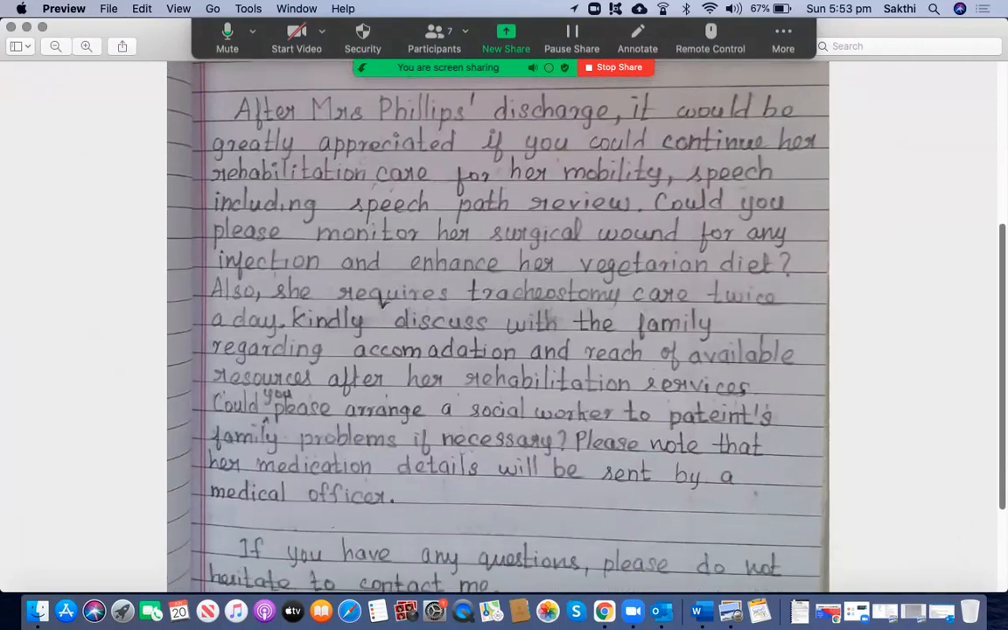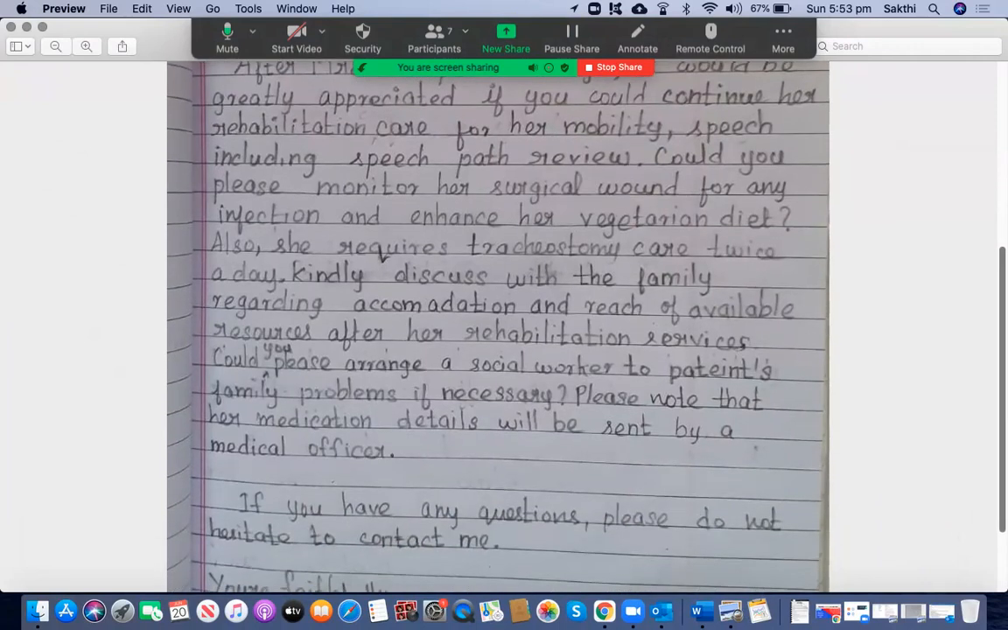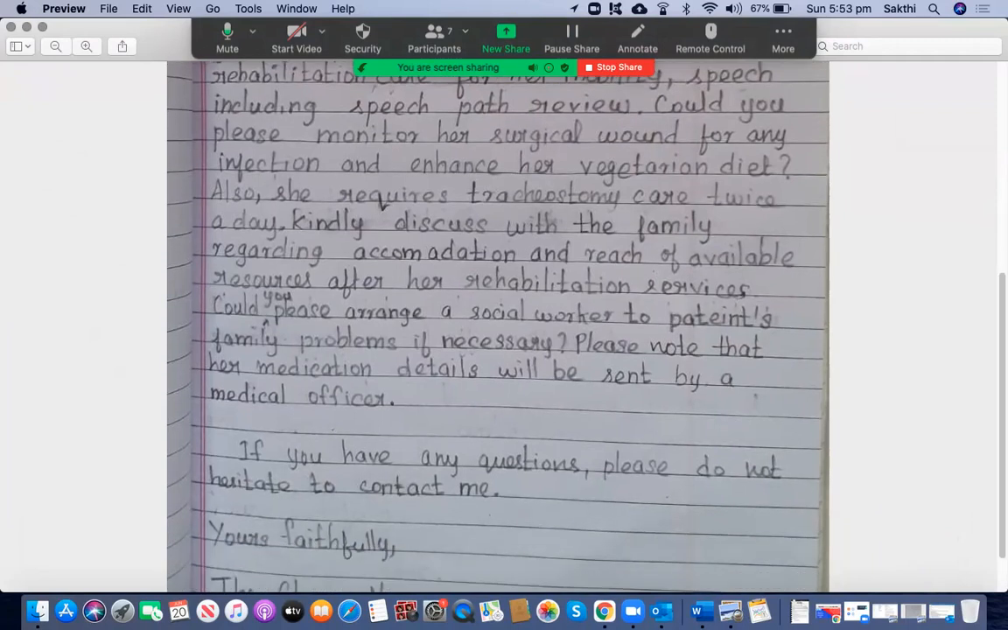That's all right. Could you please monitor her surgical wound for any infection and enhance her vegetarian diet? That's good. Also, she requires tracheostomy care twice a day. That's good. Kindly discuss with the family regarding accommodation. Accommodation, spelling mistake.